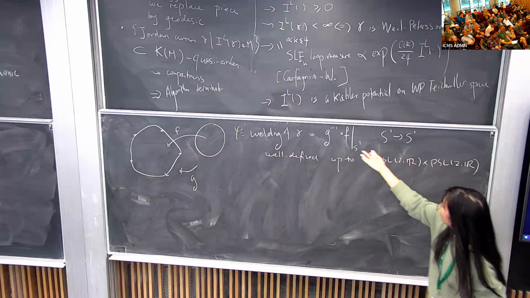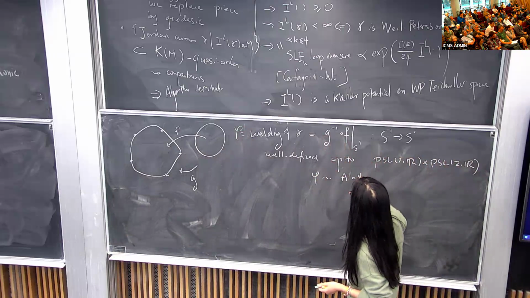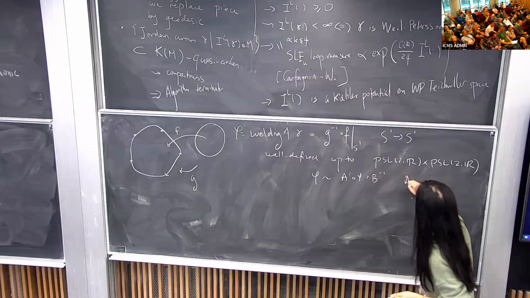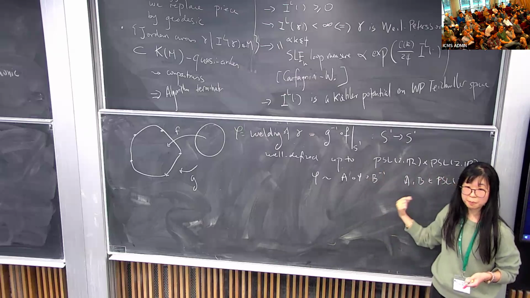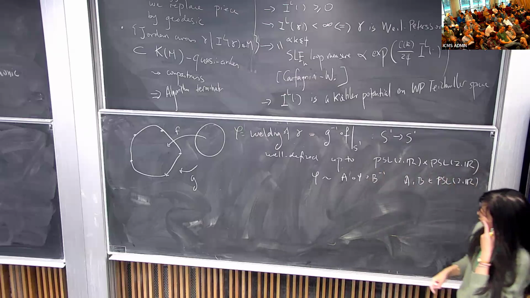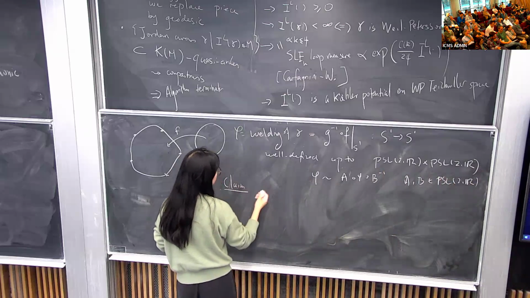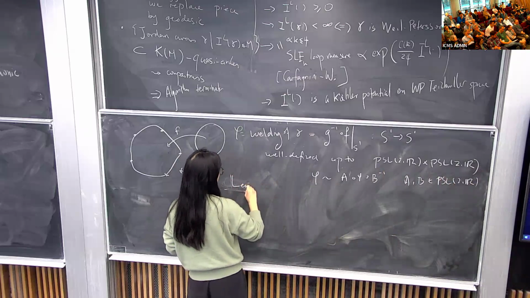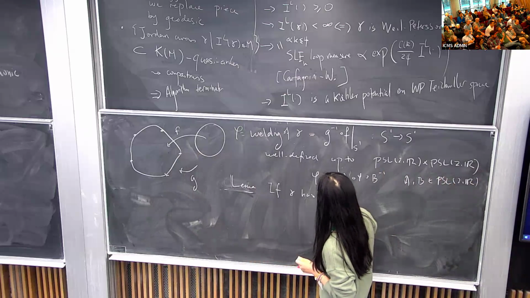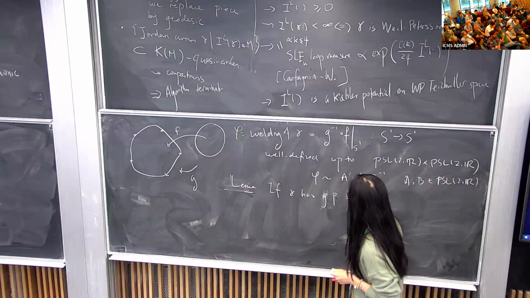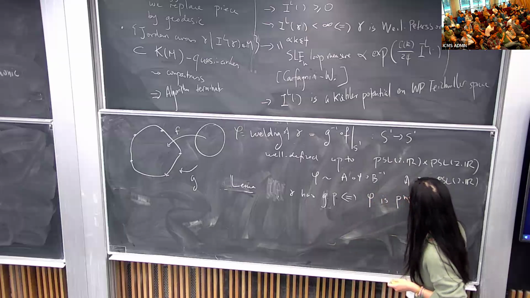You can pre-compose, post-compose. So basically, phi would be the same as A composed with phi, where A, B are in PSL2R, the disk automorphisms. And we claim that, it's easy actually. Lemma. If gamma has the geodesic property, gamma has the geodesic property if and only if phi is piecewise PSL2R.